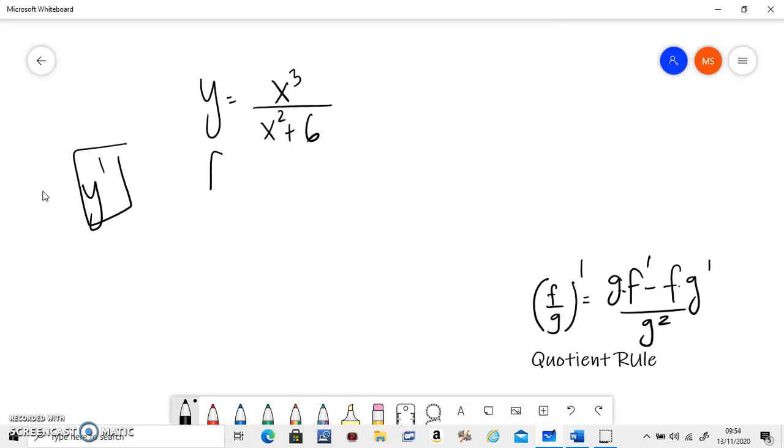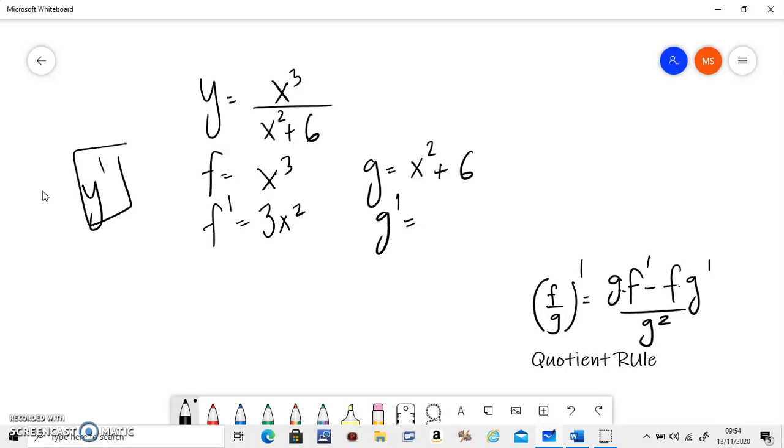So again, your job is to find f, g, f prime, and g prime. So f is the top and g is the bottom. So f is x cubed and g is x squared plus 6. F prime is the power rule. If you don't remember the rules, again look at the formulas. This is 3x squared, and this is again power rule, and the constant becomes 0, so it's 2x.